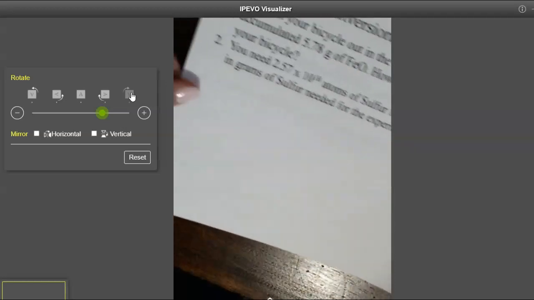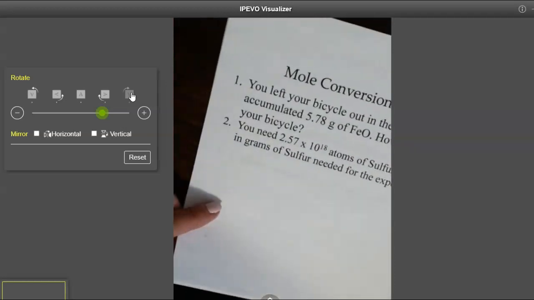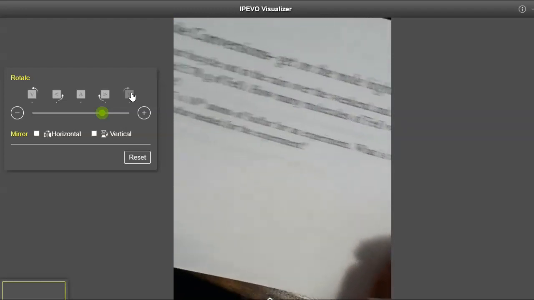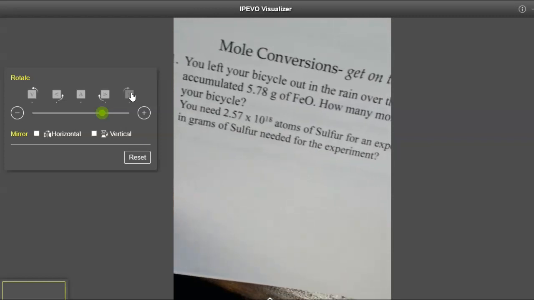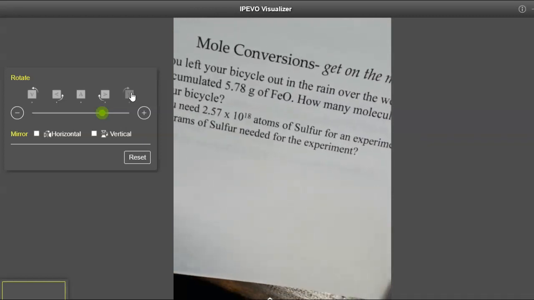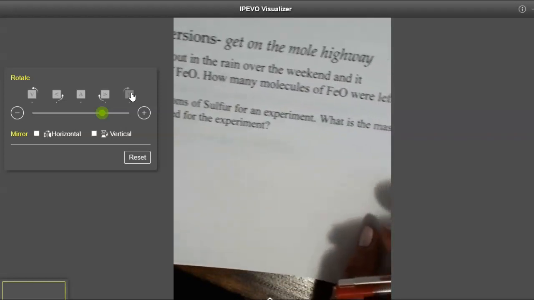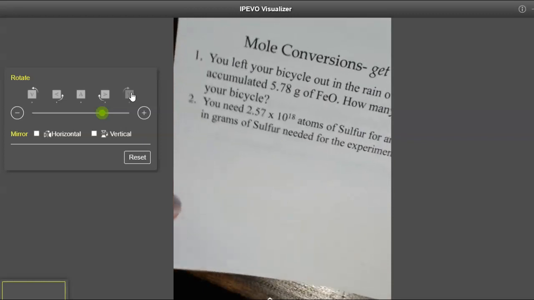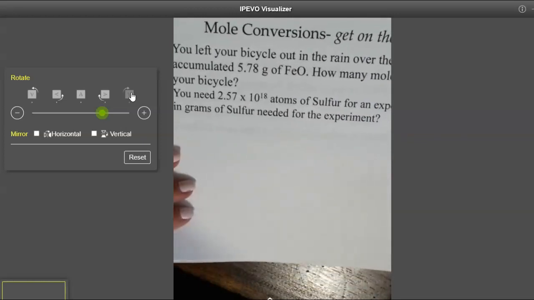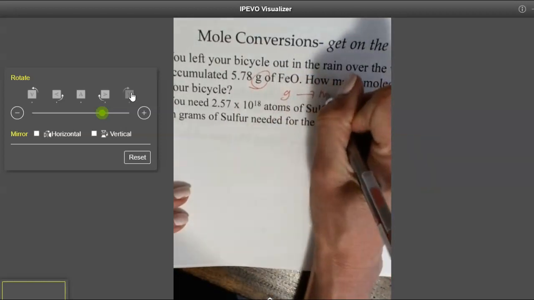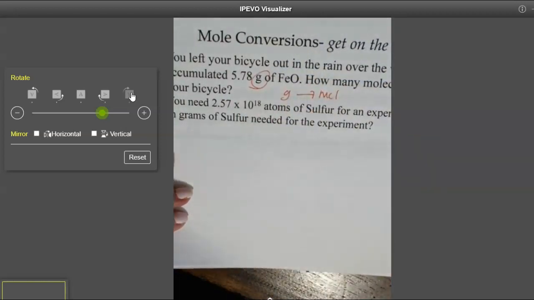Okay, so you left your bicycle out in the rain over the weekend, and it accumulated 5.78 grams of iron 2 oxide. That's what FeO is. How many molecules of FeO were left on your bicycle? Okay, so this one's a big one. We are given grams, and we need to get to molecules, okay?